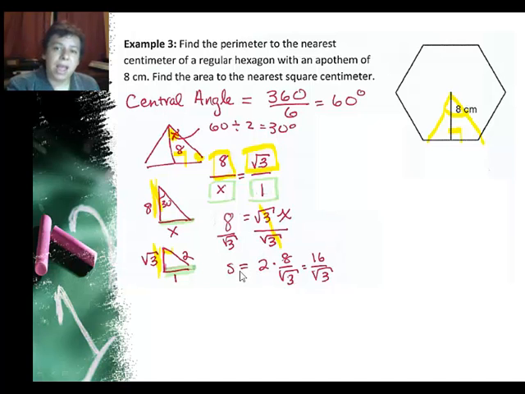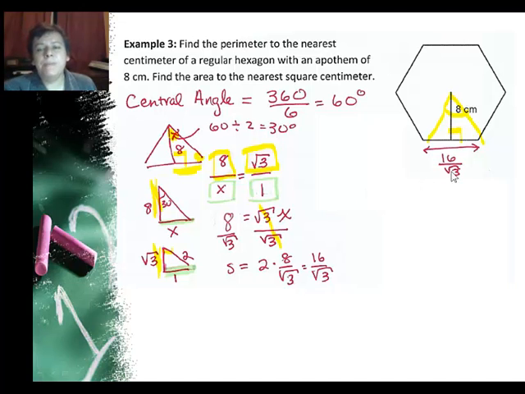Now the side really needs to be 2 of these, because when I was looking for x, I was actually looking for just half of that. So I wasn't looking for the whole side, I only looked for half. So the side is 2 times this, or 16 over square root of 3.